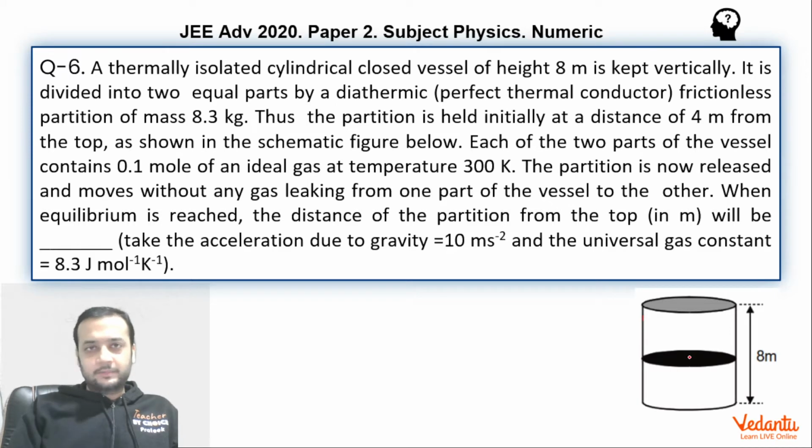If we ignore the work done by gravity, then we can say that there is no heat entering the system and no work being done by any external agent. Hence, the total internal energy of the system will remain conserved. Hence, nCvΔT, which is the total energy, where n is 0.2 because 0.1 plus 0.1 moles, remains constant. So the total energy of the system remains constant. Hence ΔT is zero, and hence temperature is constant.